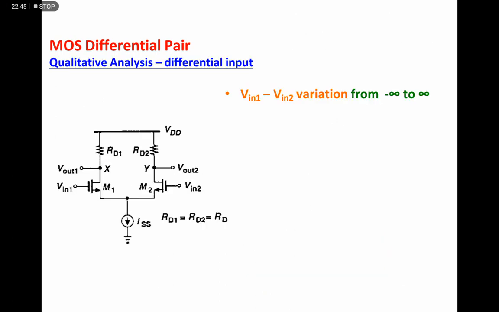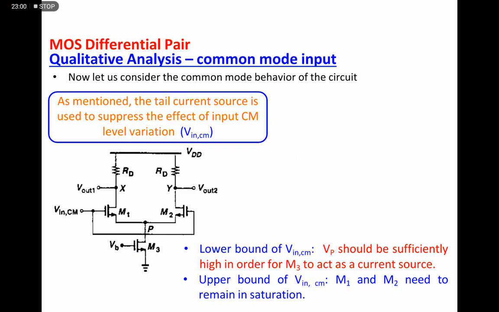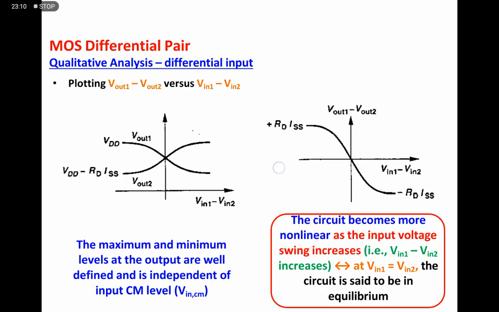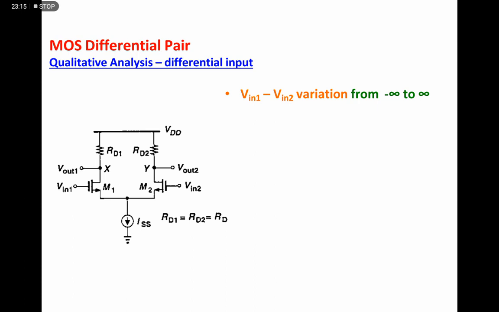So next we will go to an analysis of, actually first we will start with the qualitative analysis of differential amplifier for the differential input, and then we will go to qualitative analysis of differential pair towards the common mode input. Meaning is that qualitative analysis means how much input signal we can give to the circuit, or what is the range of input where the amplifier will operate satisfactorily.